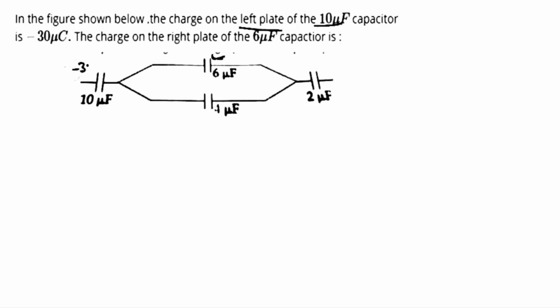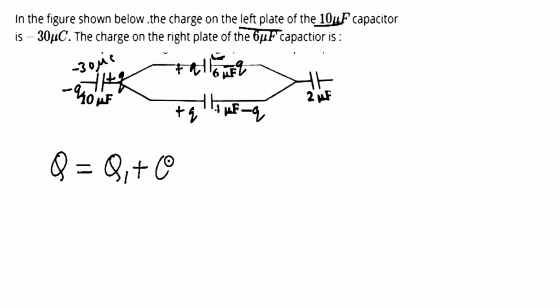It is also given that the left plate of the 10 microfarad capacitor has minus 30 microcoulomb. So this side the charge is minus q, so this side will be plus q. So this side is plus q, and also this will be plus q, and this side it will be minus q. So we have to find out the charge on the right plate of the 6 microfarad. The charge is dividing into the 6 and 4 microfarad capacitors. If the charge for this is q, then for this one let's say it is q1, then this will be q2, so that the sum of the charge will be q.